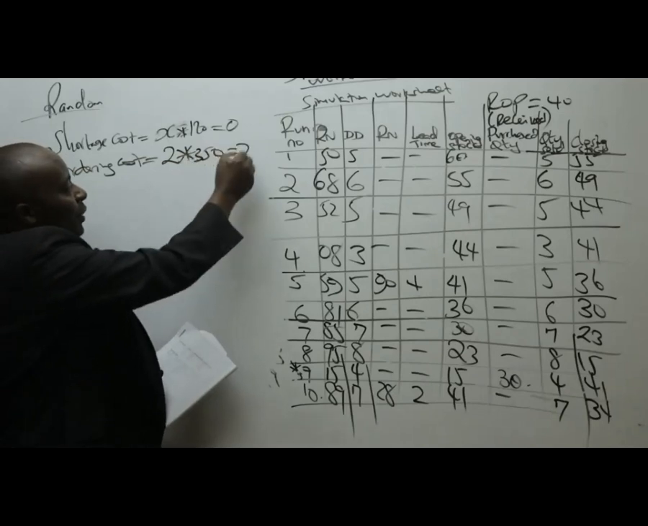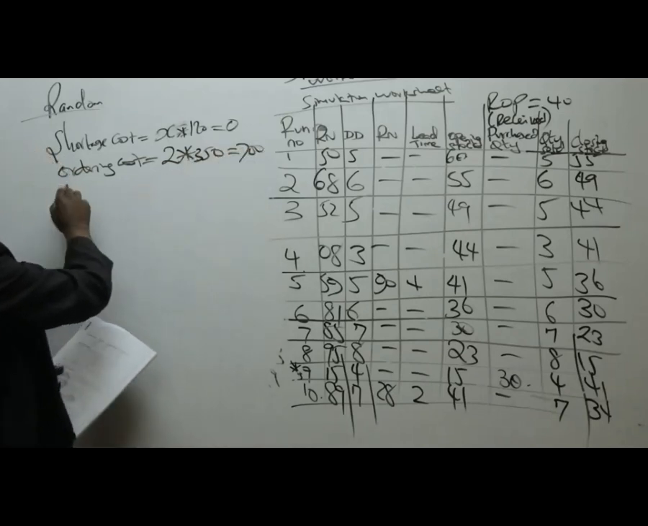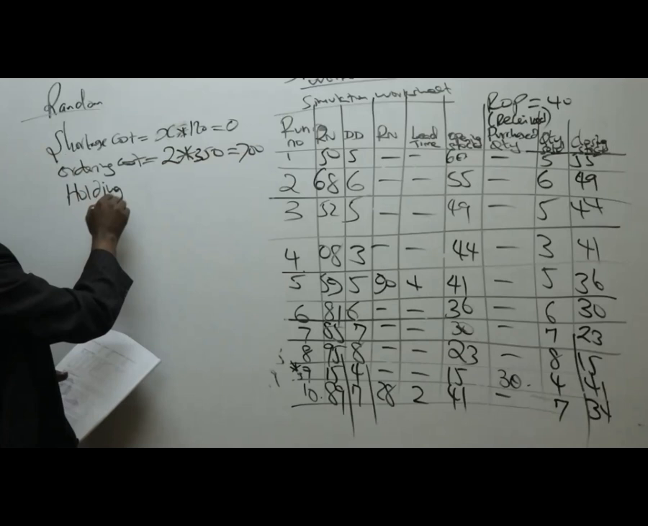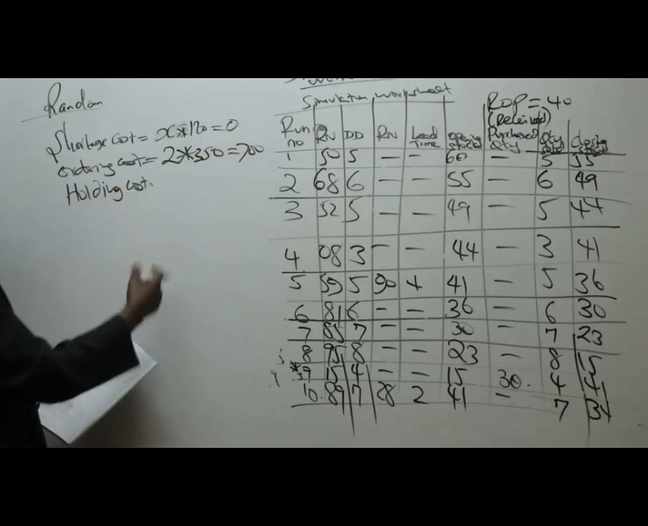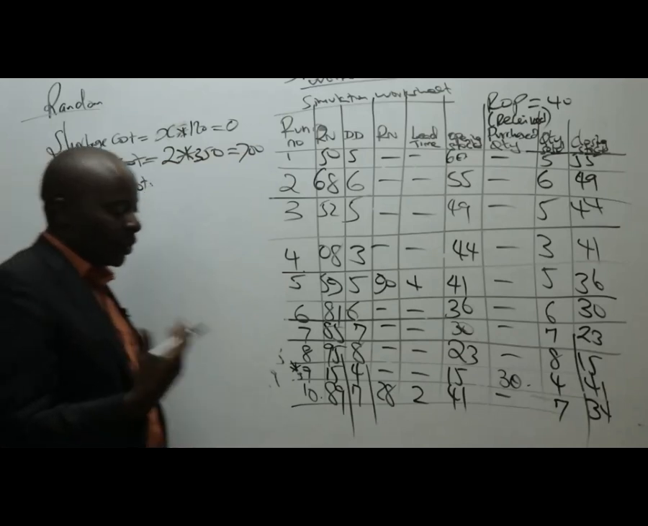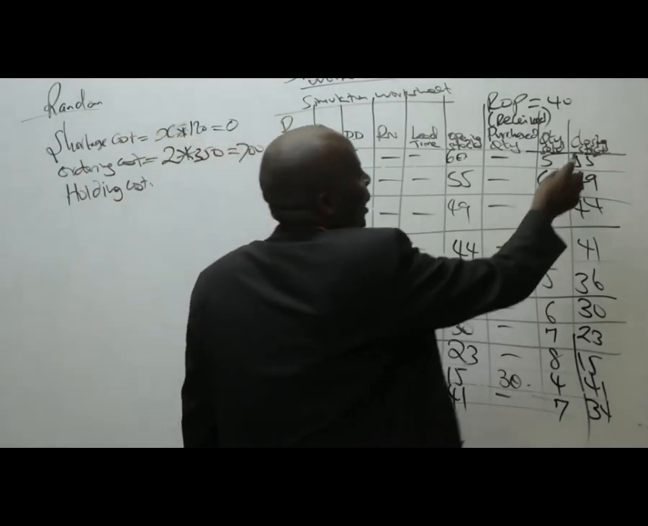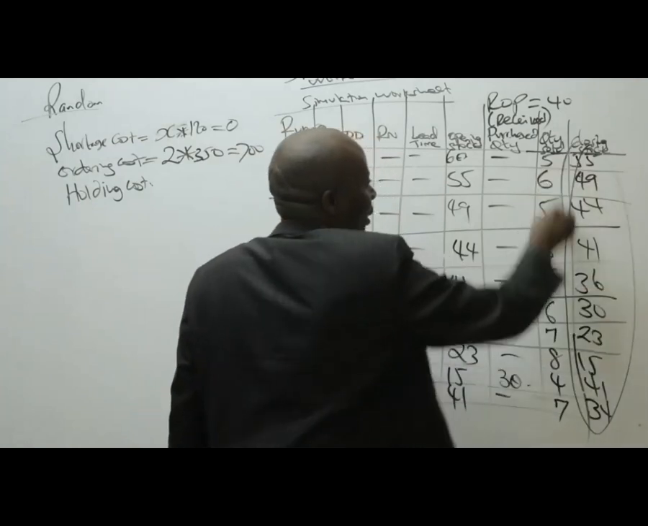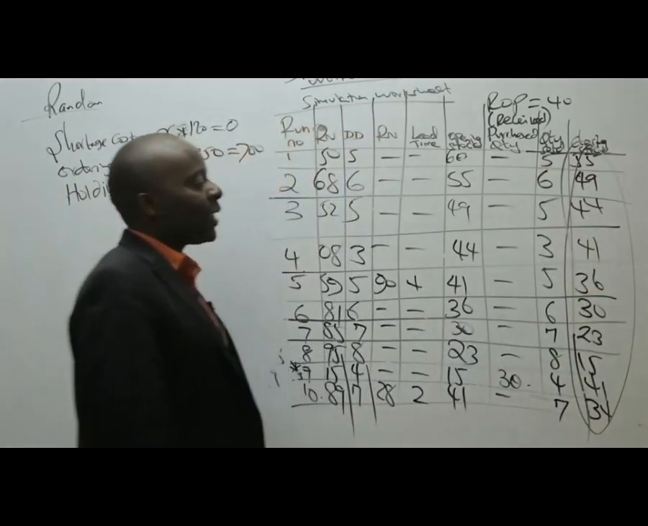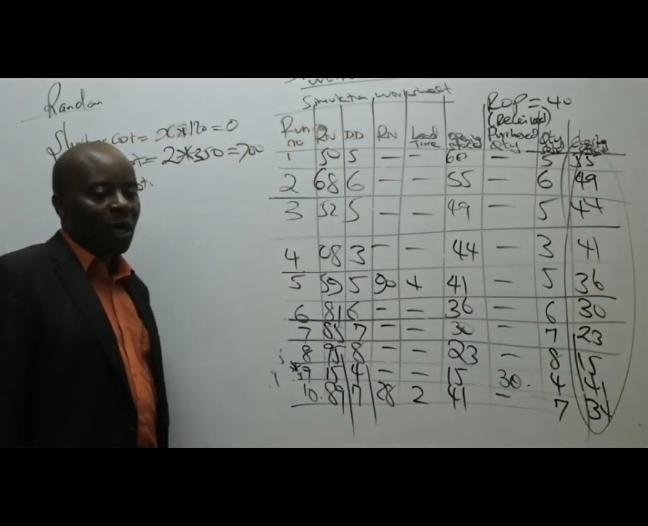350 times 2 is 700, right? And then we have holding cost. For holding cost, you only work with the units we held overnight, the units we stayed with. So basically come and give us the total closing stock. Please add up everything.